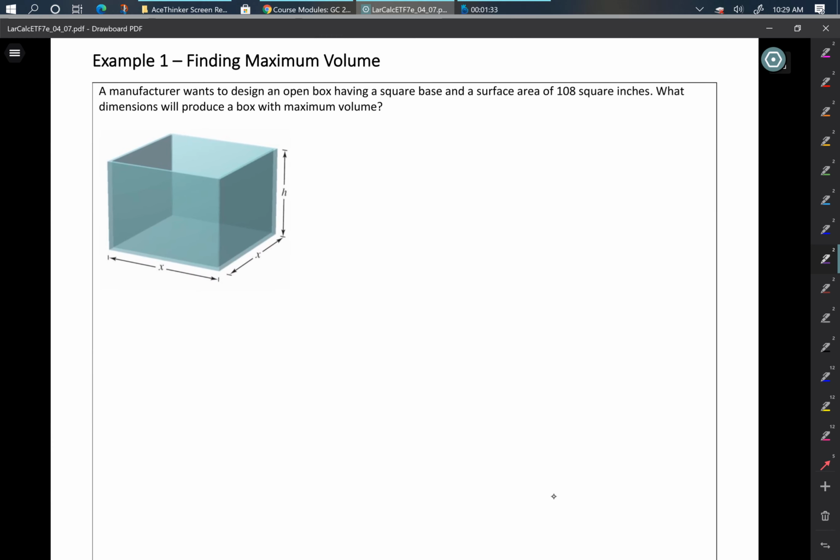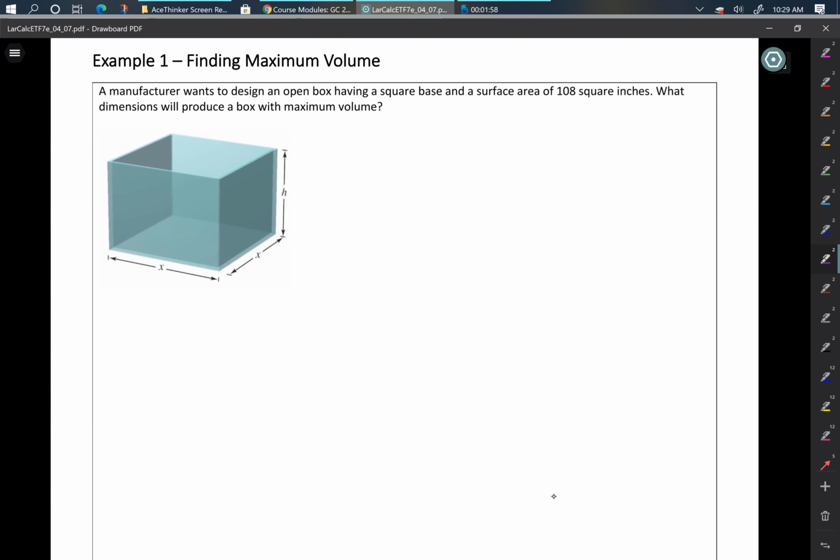All right, so here we go. Our job in example number 1 is to find maximum volume. So our optimization goal here is to maximize something. A manufacturer wants to design an open box, so it doesn't have a lid, having a square base and a surface area of exactly 108 square inches. What dimensions will produce a box with maximum volume?